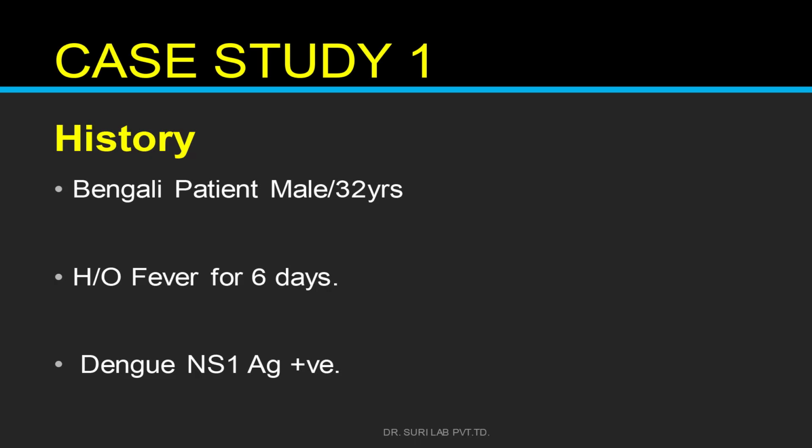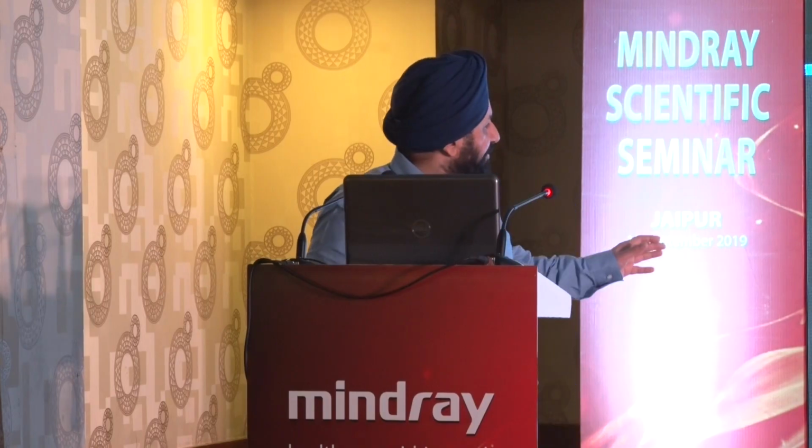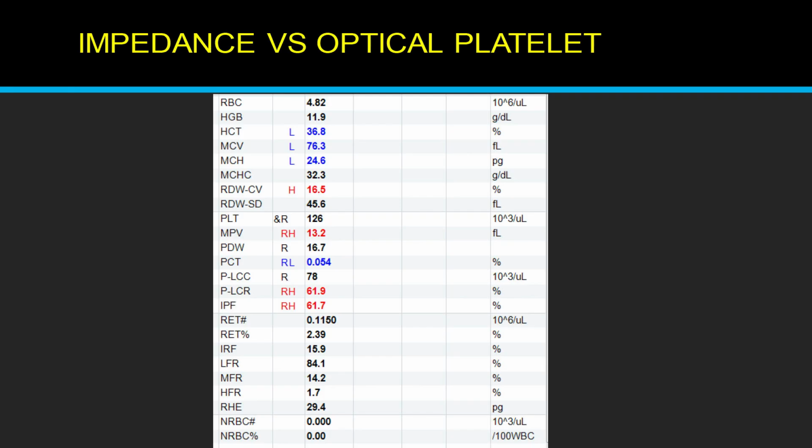This was a Bengali patient, a 32-year-old male. He had a history of fever for 6 days and his dengue NS1 antigen was positive from our lab. So if you look at the indices, the platelet count was 1,26,000. It had been done by both impedance and optical.